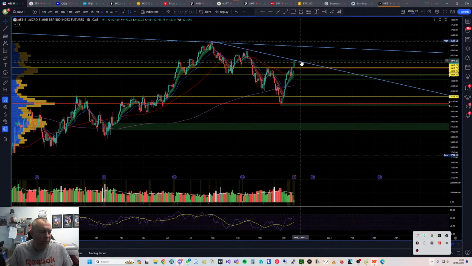So what I'm looking for is possibly a rejection at the pre-market highs, which is probably where we are right now. But that'd be a very high risk rejection area. Whether we get a break and retest, I'm trying to get my pen to load so I can draw on screen.